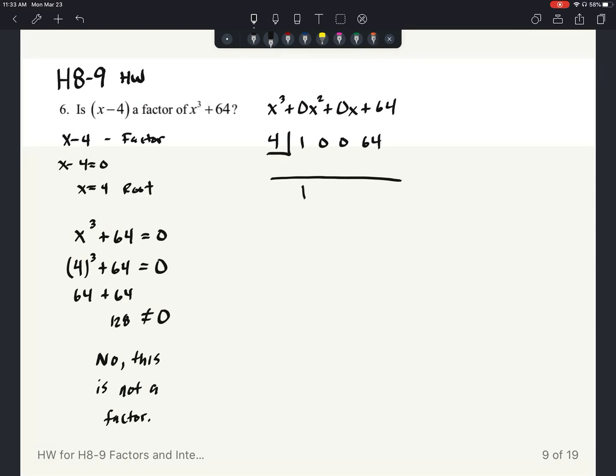So 1 times 4 is 4. We add it, we get 4. 4 times 4 is 16. 16 times 4 is going to be 64, and we add those, we get 128. Okay, so therefore, we can see here, because there is a remainder, it is not a factor. So, no, this is not a factor. That is the answer to number 6 for H8-9.